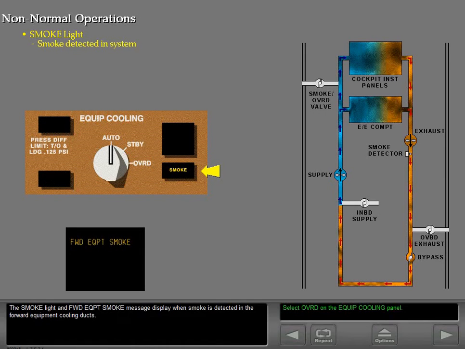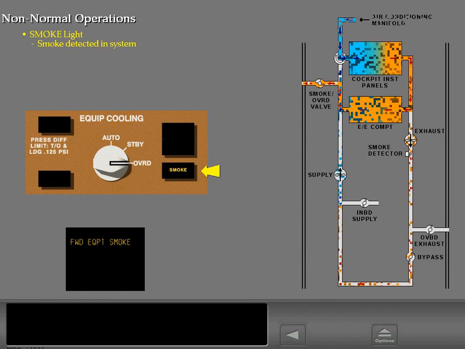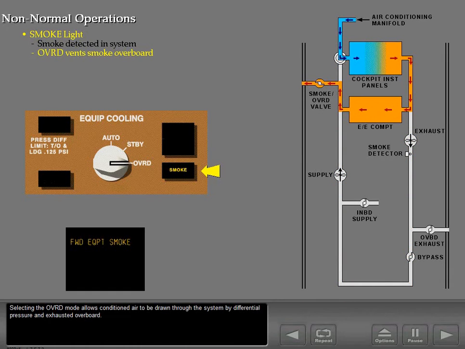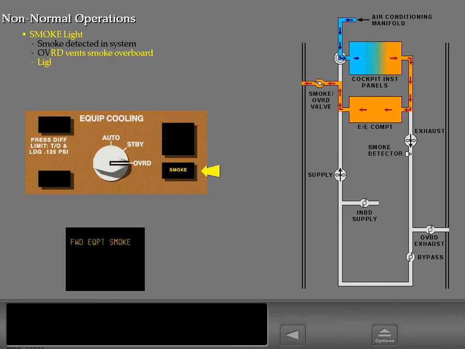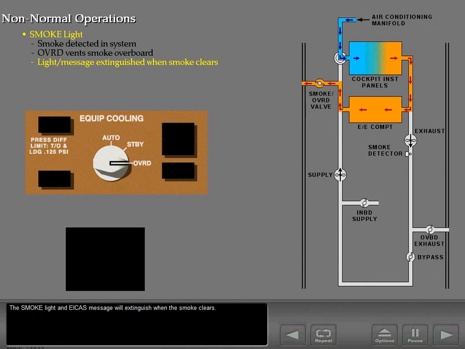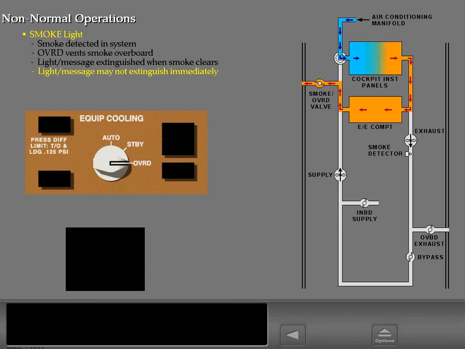The smoke light and forward equipment smoke message display when smoke is detected in the forward equipment cooling ducts. Selecting the override mode allows conditioned air to be drawn through the system by differential pressure and exhausted overboard. As the smoke detector is away from the overboard airflow, it may take a while for the light to extinguish.